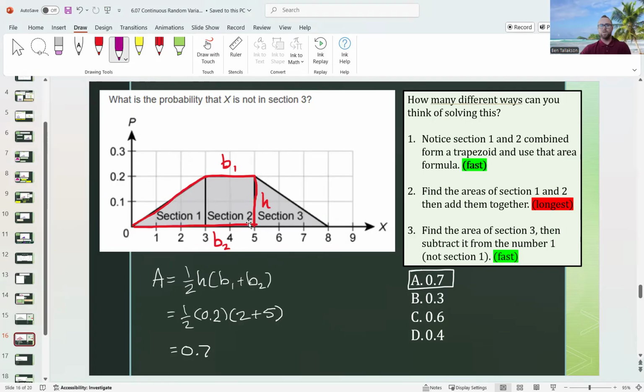So once again, we have a trapezoid. It looks different, but it's still a trapezoid. We have parallel lines on opposite sides here and there. So we label those sides B1 and B2. And now the height is actually from the ground up.